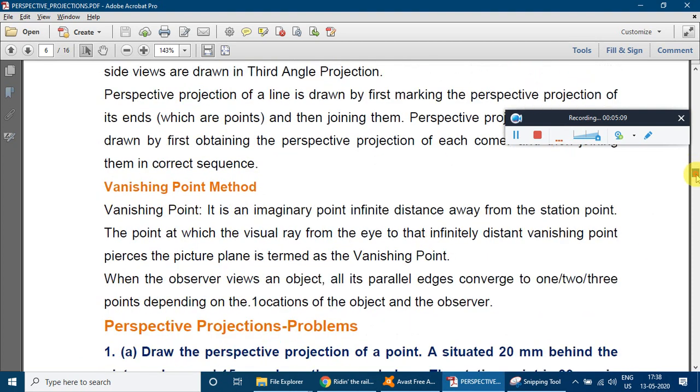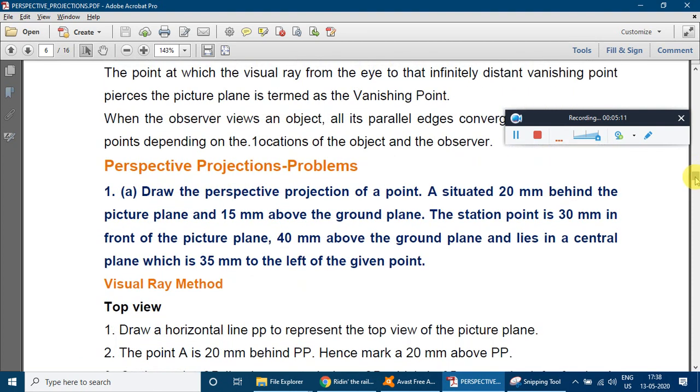Okay. Now it's time for us to get back to the problem. This is the problem: draw the perspective projection of a point A, situated 20 mm behind the picture plane and 15 mm above the ground plane. The station point is 30 mm in front of the picture plane, 40 mm above the ground plane, and lies in the central plane, which is 35 mm to the left of the given point.